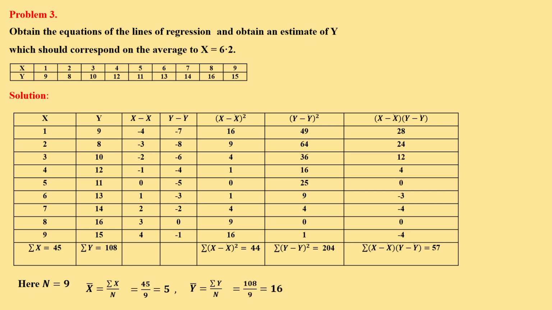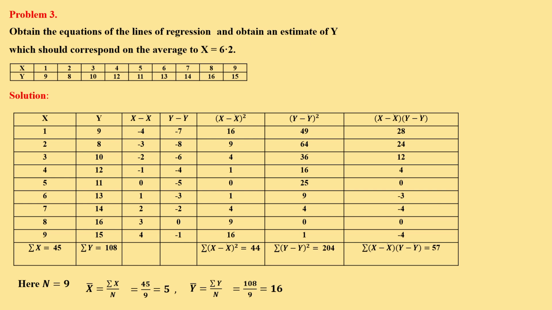For the third column we are going to take x minus x bar. Subtract 5, since x bar is 5, from each number in x: 1 minus 5, 2 minus 5, 3 minus 5, 4 minus 5, etc. So you will get the third column: minus 4, minus 3, minus 2. Similarly, subtract y bar from each number in y, the second column: 9 minus 16, 8 minus 16, 10 minus 16, etc. So you will get minus 7, minus 8, minus 6, that is the fourth column, y minus y bar.